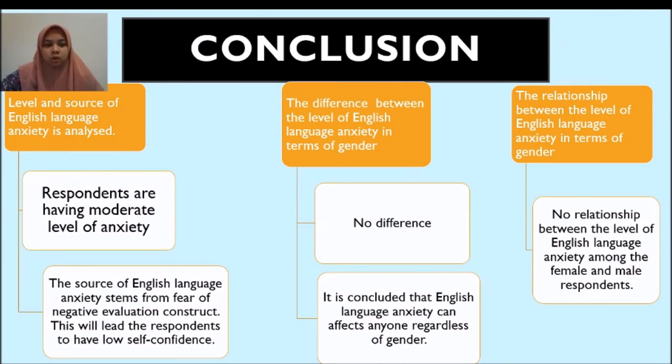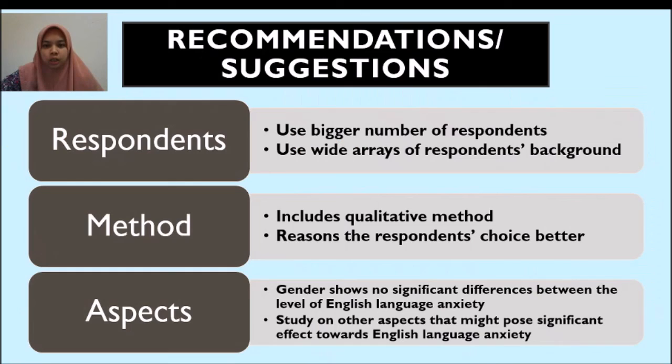2014. In conclusion, the level and source of English language anxiety is analyzed. Respondents are having a moderate level of anxiety. The source of English language anxiety stems from the fear of negative evaluation construct. This may lead the respondents to have low self-confidence. In terms of difference, there is no difference. It is concluded that English language anxiety can affect anyone regardless of gender. And in terms of relationship, there is also no relationship between the level of English language anxiety and the female and male respondents. I also included a few recommendations and suggestions for future research.